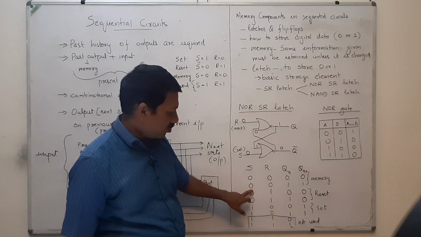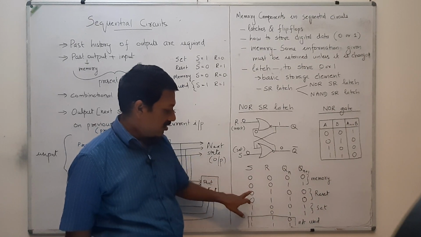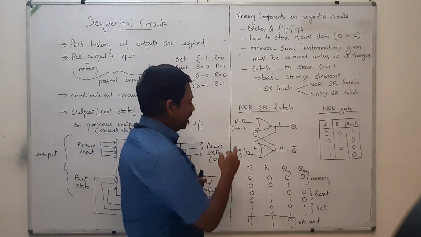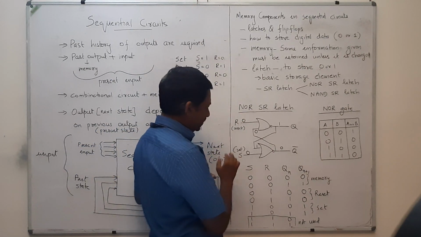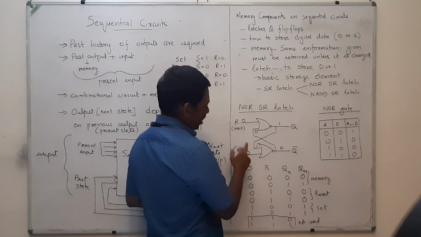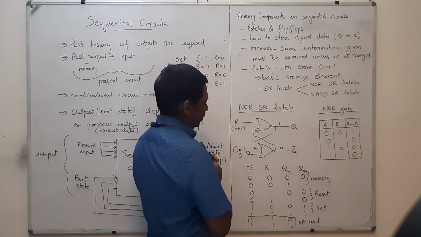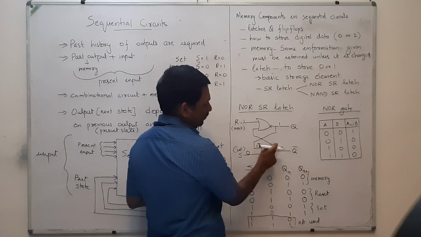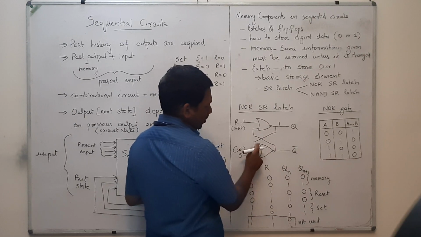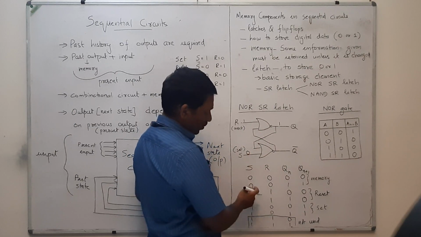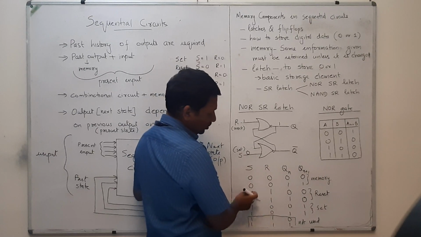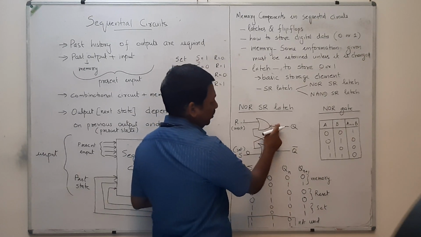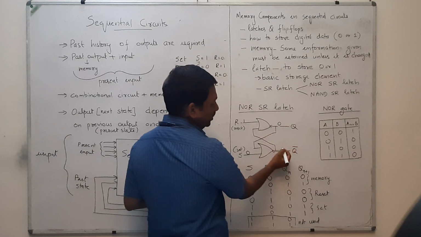Okay. Now, what will happen if R is equal to 1? That means 0, 1. Suppose that S is equal to 0 and R is equal to 1, and the current output is 0. If this is 0, definitely this will be 1.